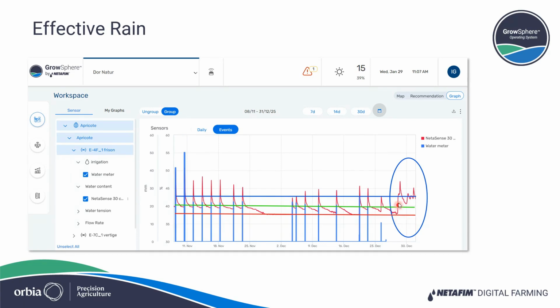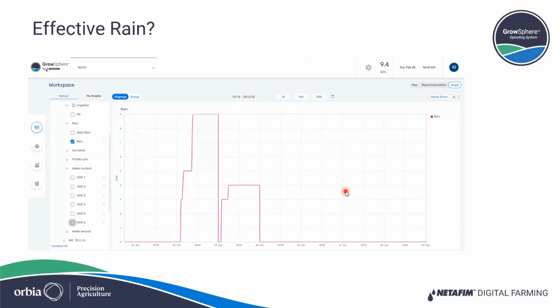You see that the graph crosses those lines that I just preset. So it is above the field capacity at the end of the day. You see that the moisture level is much higher. It means that the rain replaced the irrigation. I can skip my next irrigation. Now we'll show you another example.